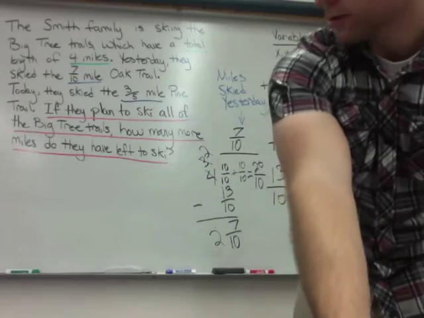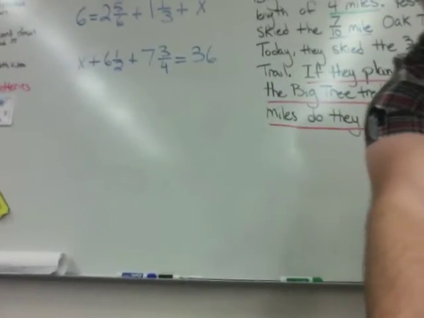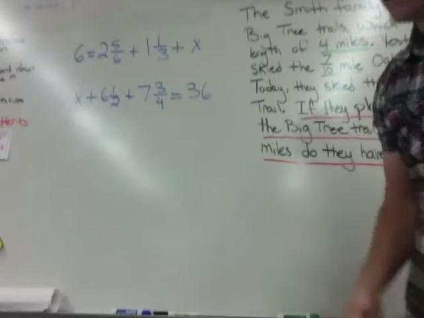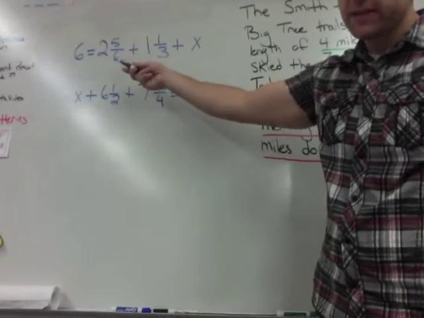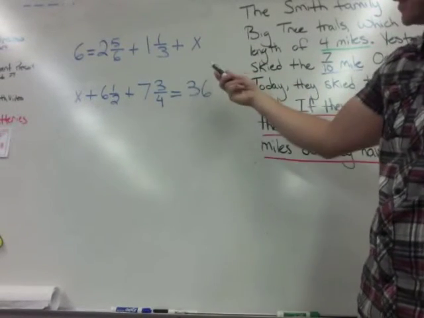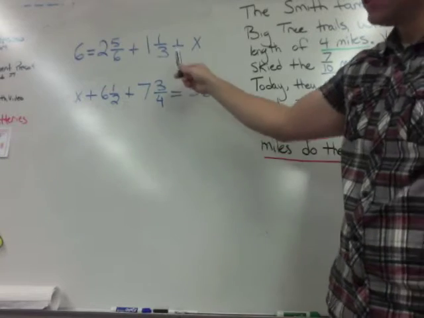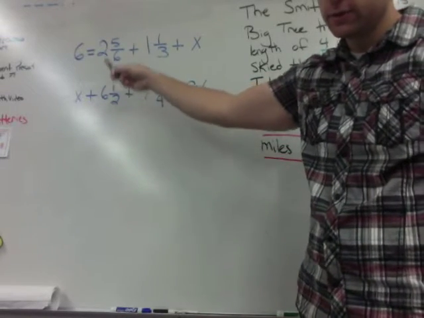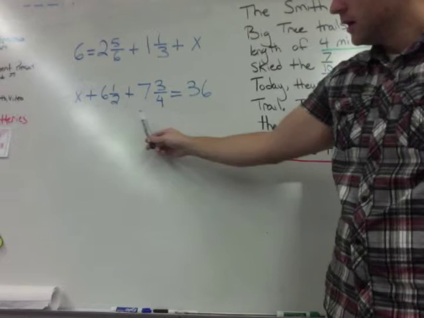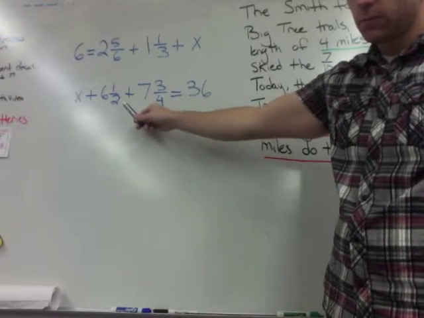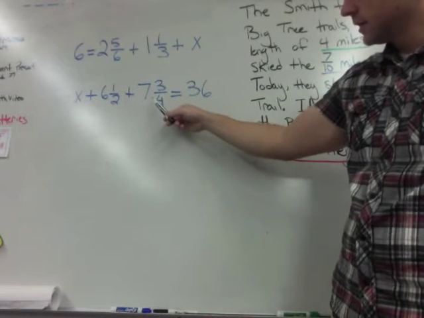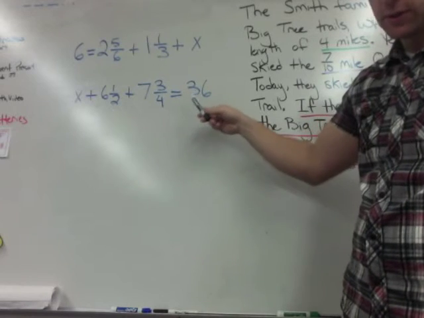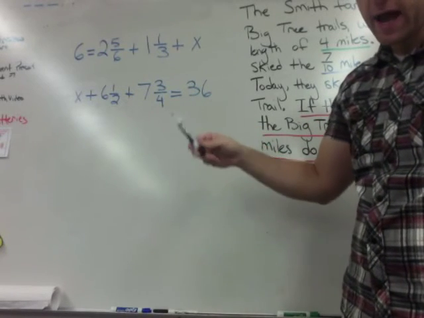Here are your extra credit problems. You have 2 where you just need to find the variable. So you have 6 equals 2 and 5/6 plus 1 and 1/3 plus x. So you'll add these two first and then you'll subtract to find x. And then x equals 6 and 1/2 plus 7 3/4 equals 36. So again, you're going to add and subtract.